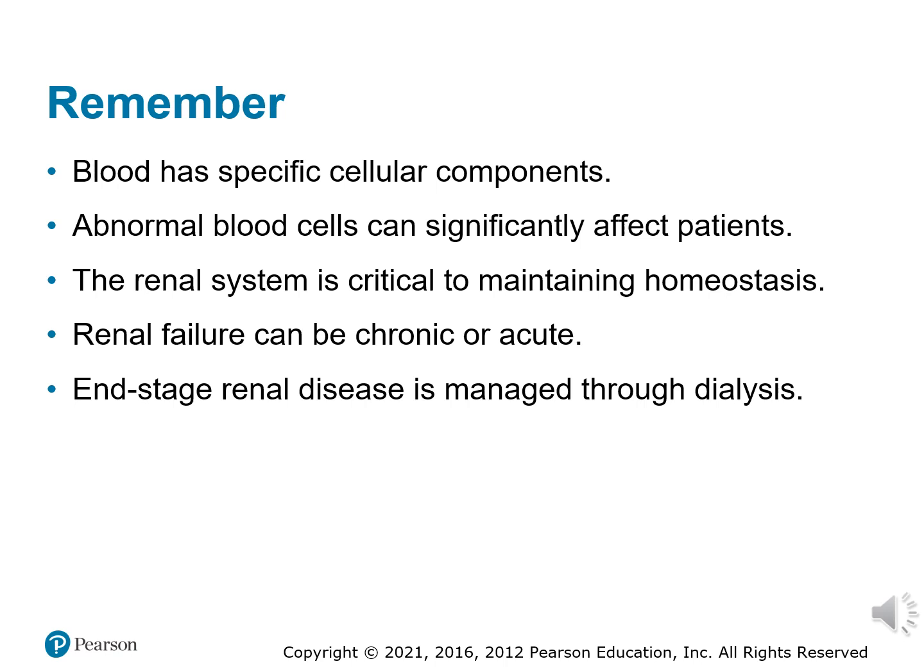Remember, blood has specific cellular components. Abnormal blood cells can significantly affect patients. The renal system is critical to maintaining homeostasis. Renal failure can be chronic or acute, and end-stage renal disease is managed through dialysis.